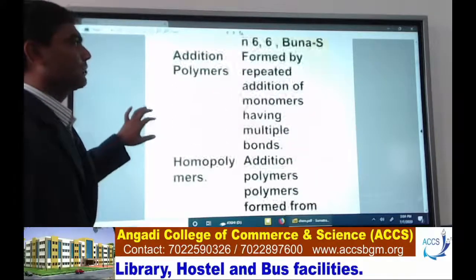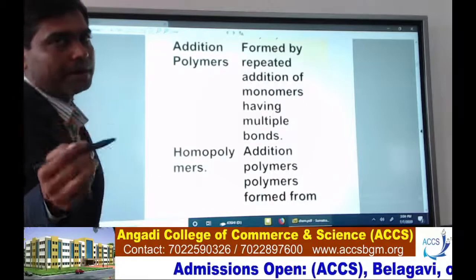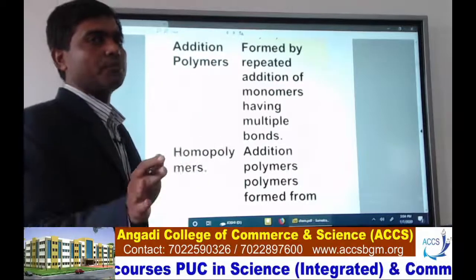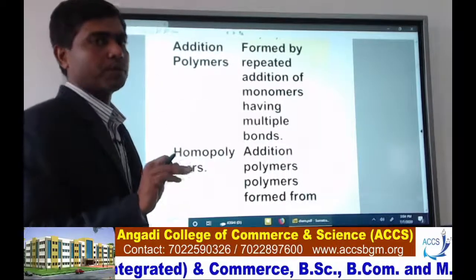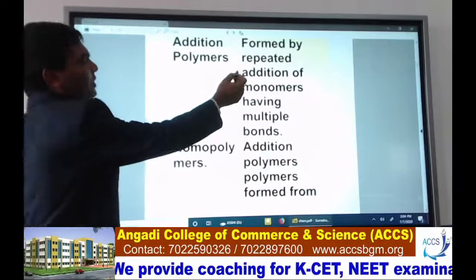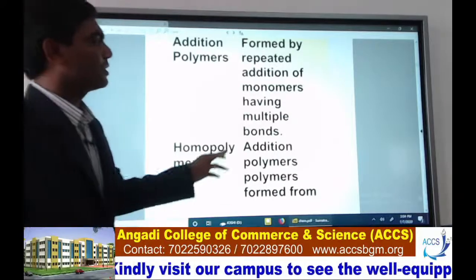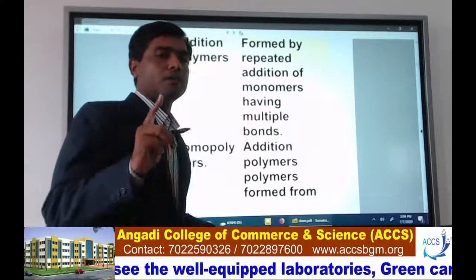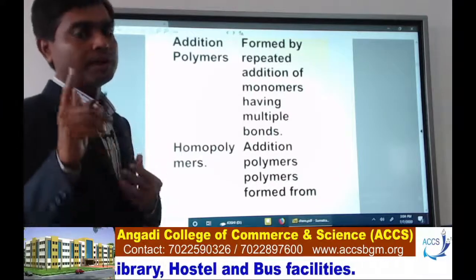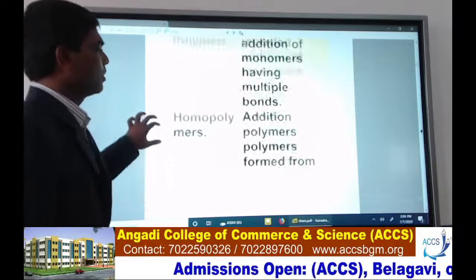So again, a few classifications. Addition polymers. Whenever you combine any two monomers, if there is no elimination of any molecule, it is an addition polymer. Molecular mass increases. Definition you can see: formed by repeated addition of monomers having multiple bonds. And one condition is that it should have either a double bond or a triple bond. If they have a single bond, it cannot be considered for polymerization.